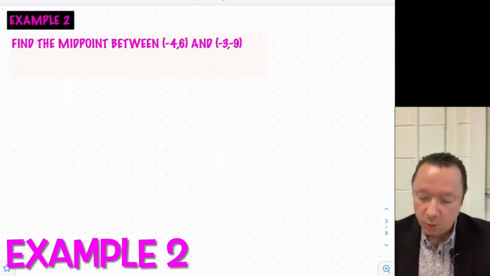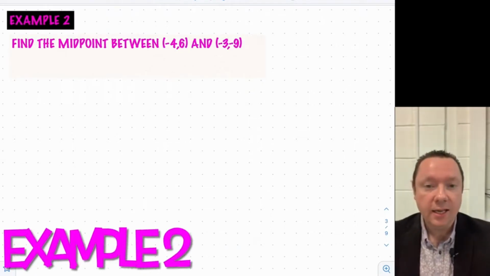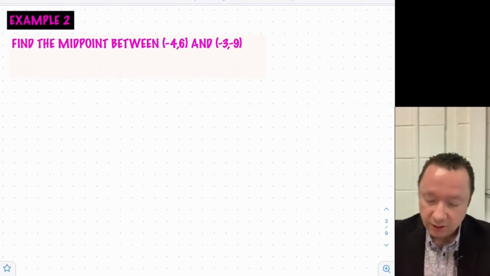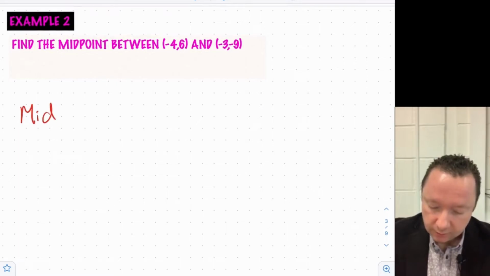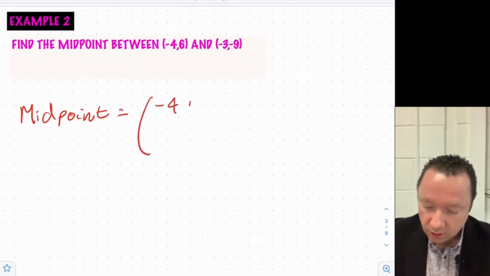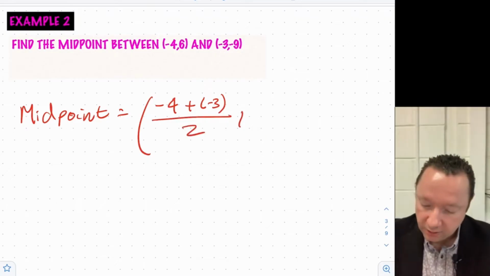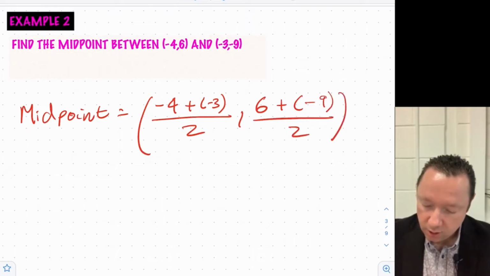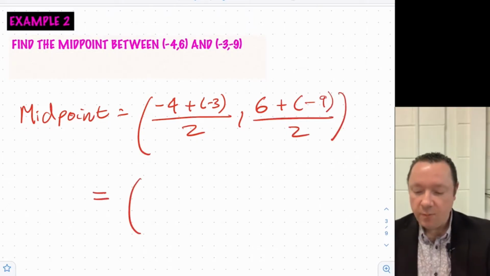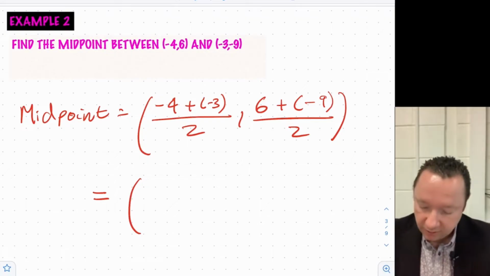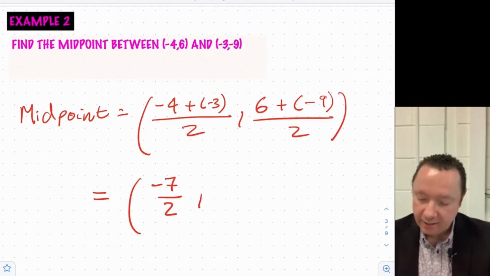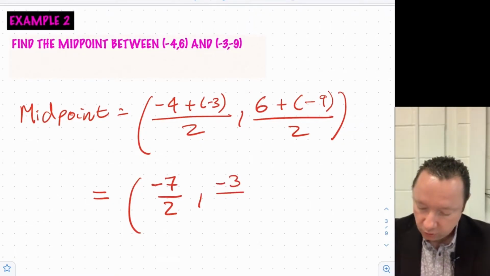Example 2 says find the midpoint between -4, 6 and -3, -9. This is where you just need to watch your negatives here. So your midpoint is simply going to be the average of the x's, -4 plus -3 divided by 2, and the average of our y's, which is 6 plus -9 divided by 2. So watching out for these negatives. -4 take away 3 is -7, so I'll get -7 over 2. And 6 take away 9 is -3, so I get -3 over 2.